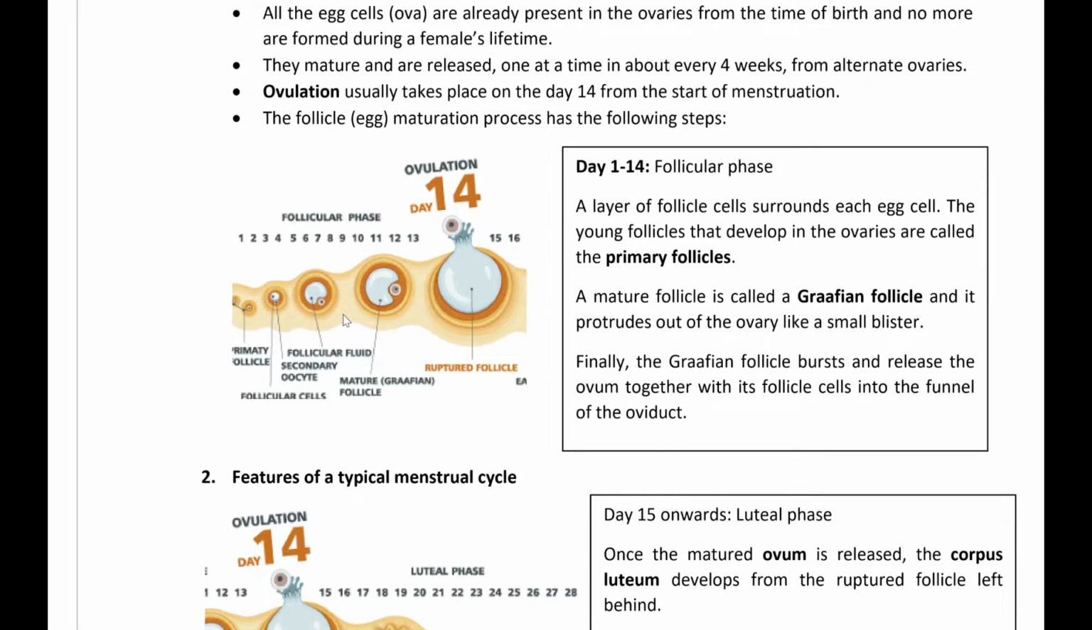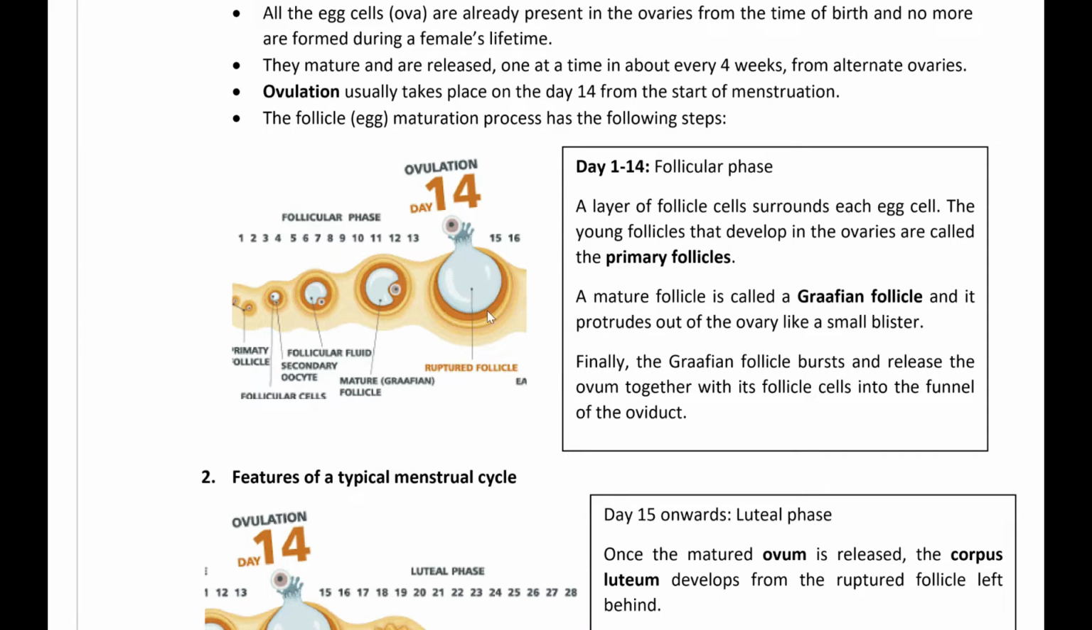In the follicular phase, you can see that I have this little tiny ovum, and subsequently this oocyte, or the egg cell, is increasing in size, which means there is an increase in estrogen concentration. As the estrogen concentration increases, this will lead to a ruptured follicle in which a matured ovum will be released into the oviduct. This matured follicle is the Graafian follicle itself. Once the Graafian follicle bursts, the ovum will be released into the oviduct.